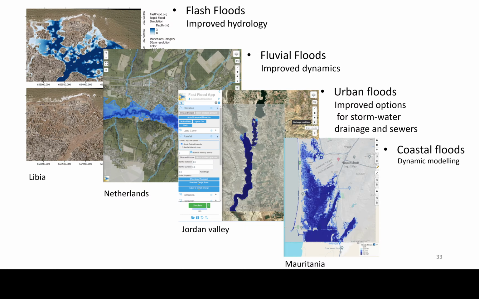Flash flooding, for example, on the top left, the flood event in 2023 in Derna, Libya, where we saw a major flash flood combined with a dam disaster impacting thousands of lives in Derna. A fluvial flood event, a smaller river basin, somewhere between flash and fluvial floods, in Valkenburg in the Netherlands along the Geul River. Then Jordan Valley, we see a dam break event also impacting some urbanized areas. And finally in Mauritania, we see coastal flood events happening along Nouakchott.